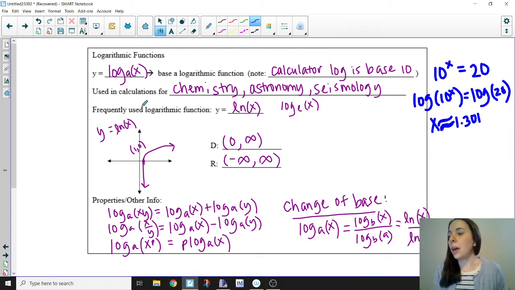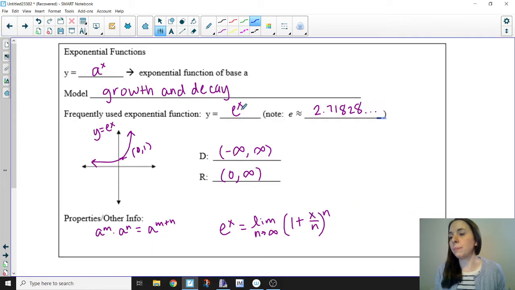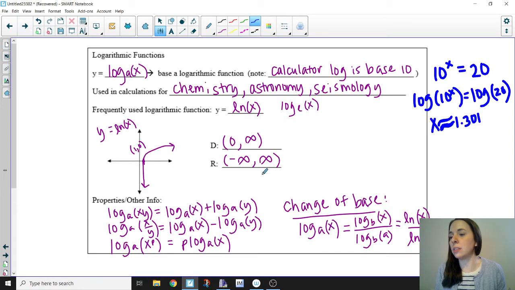A frequently used logarithmic function that we're going to use a lot in this section and throughout the rest of the year is the natural log of x. I noted over here that the natural log of x, which we usually write as y equals ln of x, is the log base e of x, which means it is the inverse function to y equals e to the x. So you can see with the graph that the domain and range are switched, and the graph is reflected about the line y equals x.